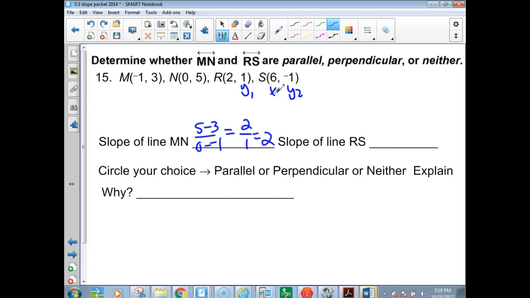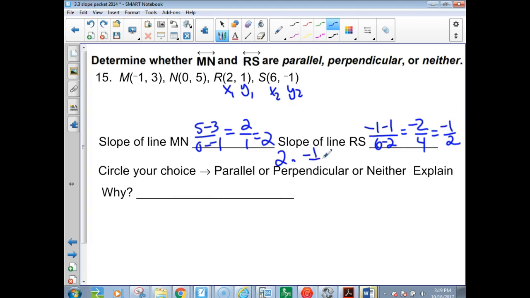Remember, this is y2 minus y1. If you're still needing that, I don't care if you're labeling it, but I'm going to stop. The y's, -1 minus 1 would be on top, and on the bottom, 6 minus 2. That's -2 over 4, which is -1/2. Okay, the slopes are 2 and -1/2.